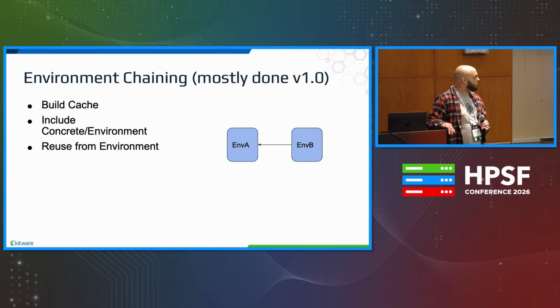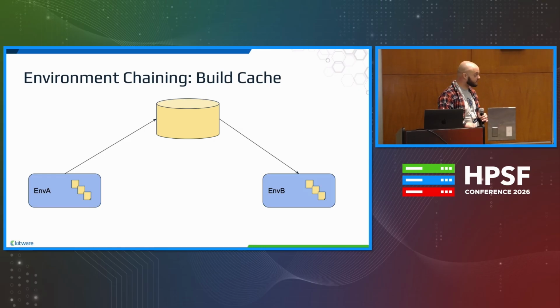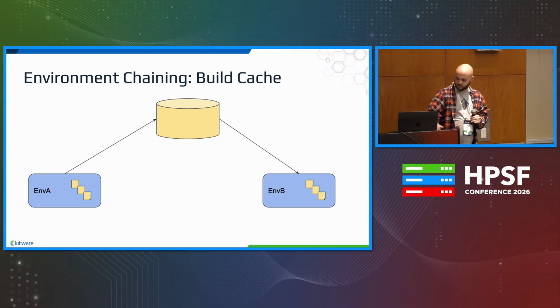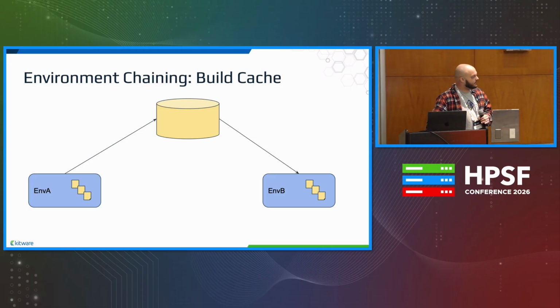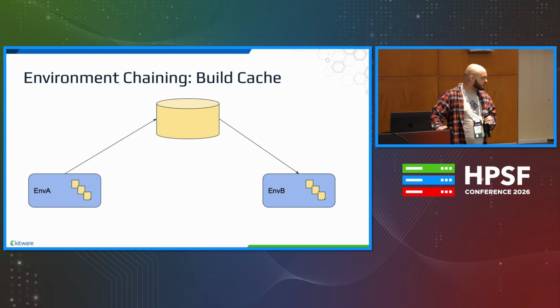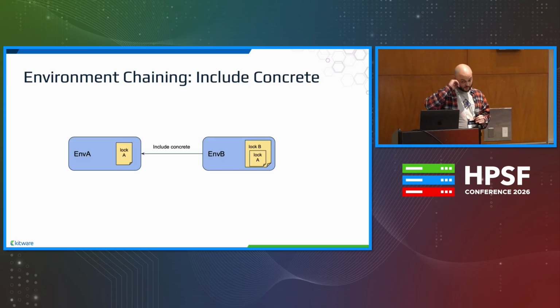So there are different ways to chain environments. One of them is through the build cache. So I create an environment, concretize it, install everything, and push it up to the build cache. And then in my next environment, I point at that build cache and try to reuse out of it. This isn't great if you have sort of wanting to do A and B really fast in consecutive order. And so there are other things we can do.